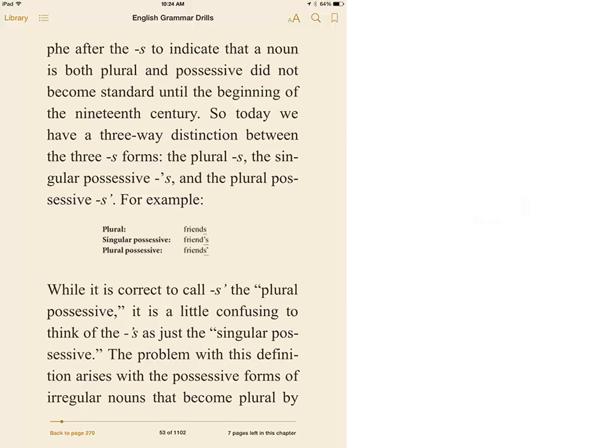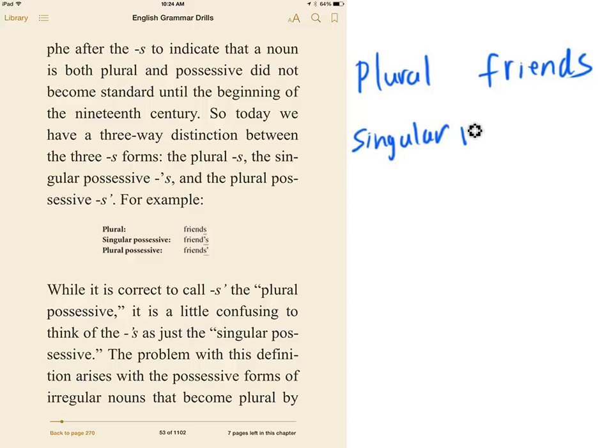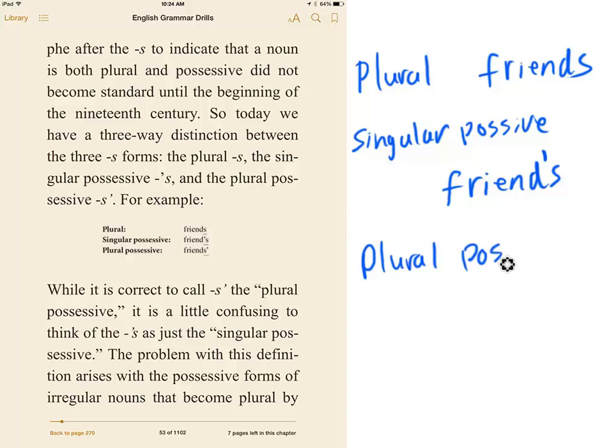So as I said before, we've already looked at this. If we were looking at the plural, it would be spelled friends. If we're looking at a singular possessive, means a single friend owns something, it would be friend's. You say it the same, but you have the apostrophe there to show it's only one friend. And then if you have the plural possessive, friends', means you have several friends that own something.